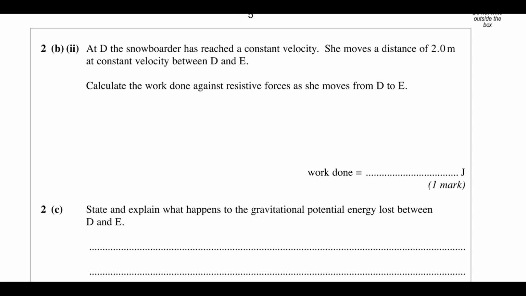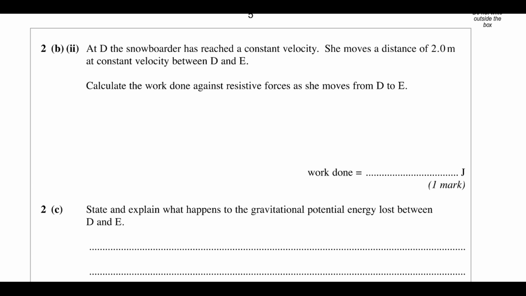Okay. At D, the snowboarder has reached a constant velocity. She moves a distance of 2 meters at constant velocity between D and E. Calculate the work done against resistive forces as she moves from D to E. So if she's going at constant velocity, that means the resultant force acting on the snowboarder is 0, which means resistive forces are equal to the component of weight force accelerating, so the component parallel to the slope. So we just calculated that.